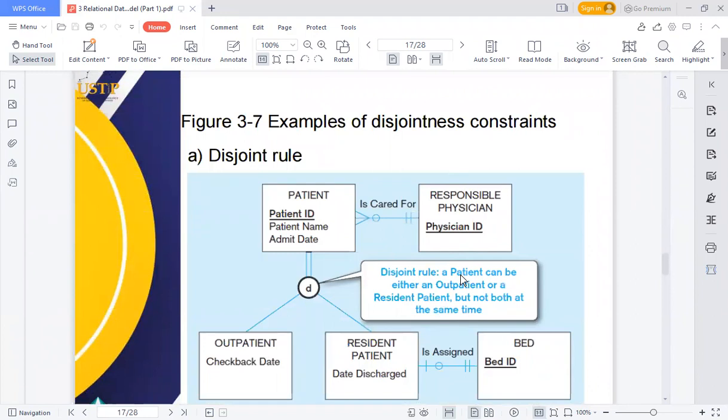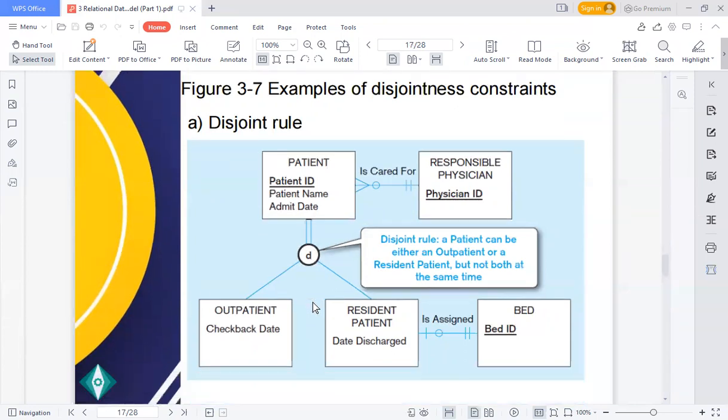For the disjointness constraint, particularly for the disjoint rule, we know that a patient must either be an outpatient or a resident patient. So the disjointness constraint is a disjoint rule because a patient can either be an outpatient or a resident patient, but a patient cannot be both. Meaning if you are a patient, you cannot be both an outpatient and a resident patient at the same time. At least one classification. That is why you have the disjoint rule for that.